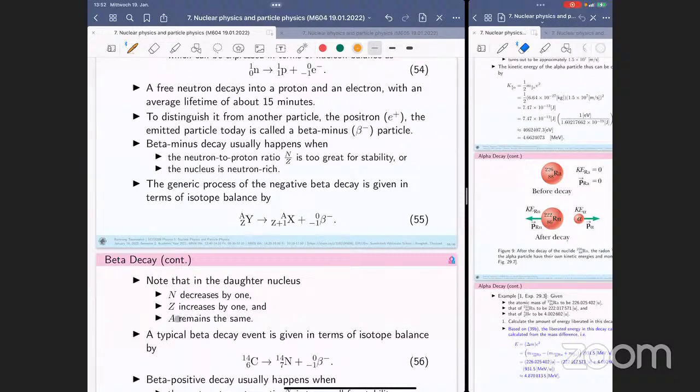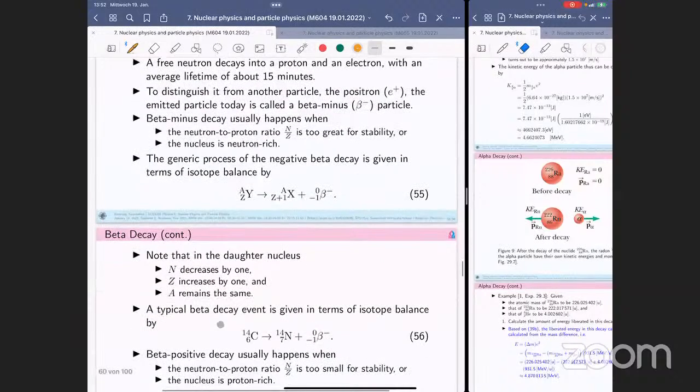So the number of neutrons decreases by 1, the number of protons increases by 1, and the number of nucleons remains the same. This is the general expression for any element. One example that takes place in nature is carbon-14. Carbon-14 is a radioactive isotope of carbon. You know, carbon can be carbon-11, carbon-12, carbon-13, carbon-14. Carbon-14 is the main radioactive one we could find in nature.